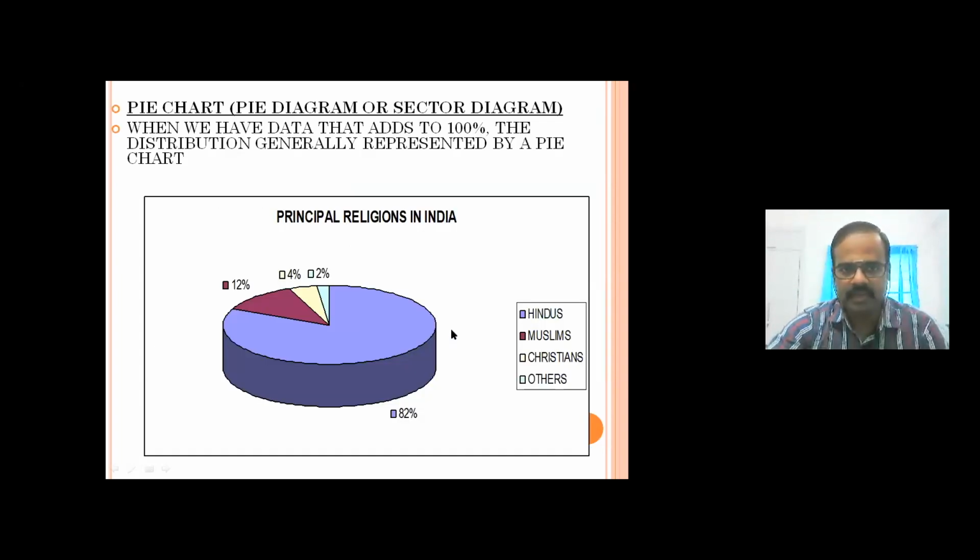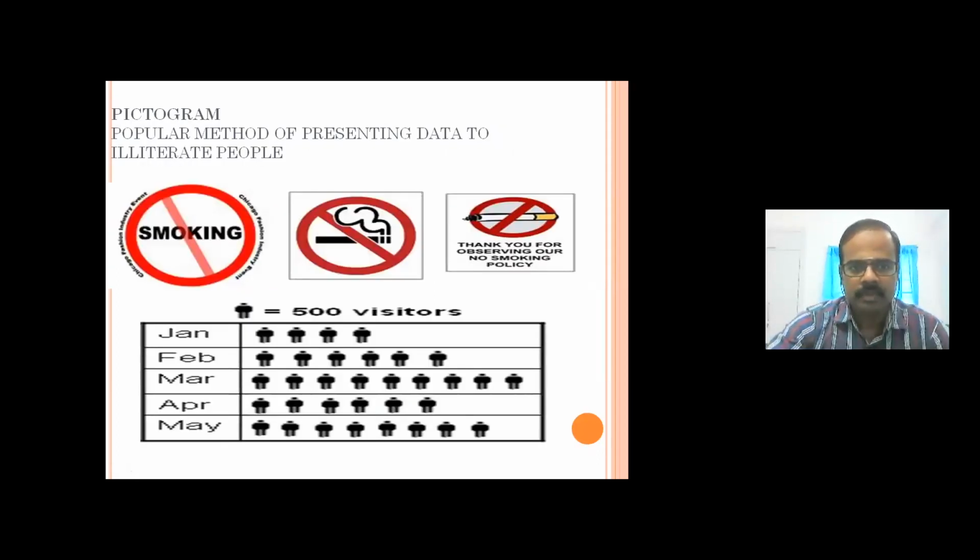Pie chart: when we have data that adds up to 100%, or you can also convert it in terms of 100%, the distribution is generally represented by a pie chart, also called a pie diagram. This is most commonly used for nominal data. And the pictogram is a popular method of presentation of data for illiterate people.